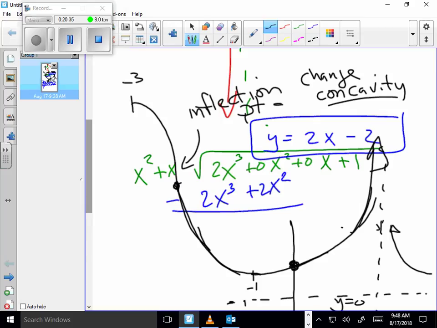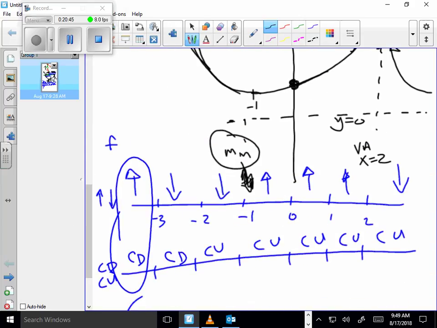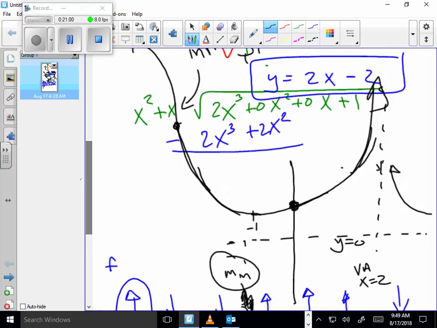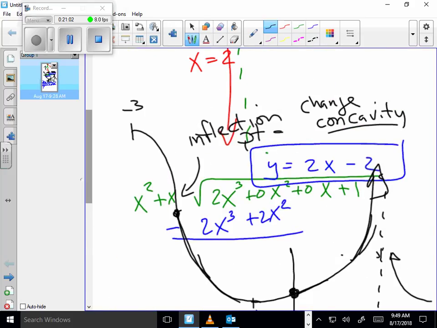Any questions about negative 3 to negative 2? Okay, now we're going to look on the other side of negative 3. According to our little table down here, on the other side of negative 3, we're concave down, but we're not decreasing, we're increasing. So increasing and concave down looks like this. So I need to draw that shape here. Increasing and concave down.